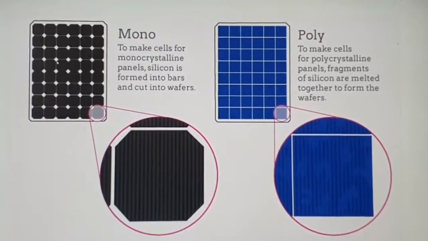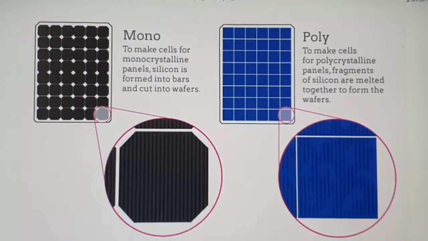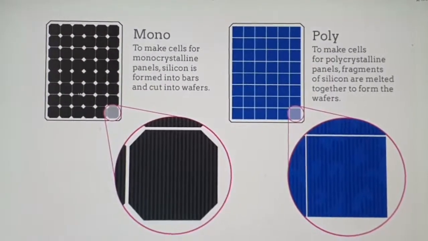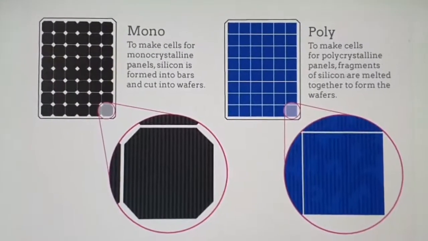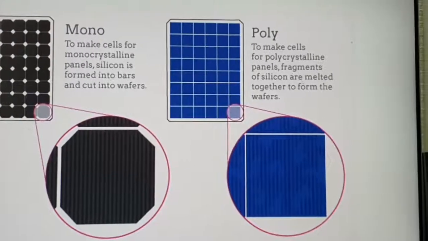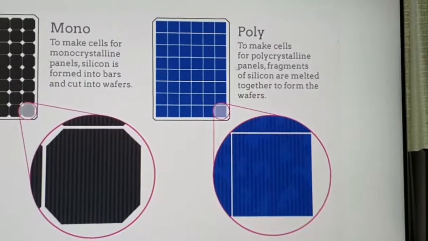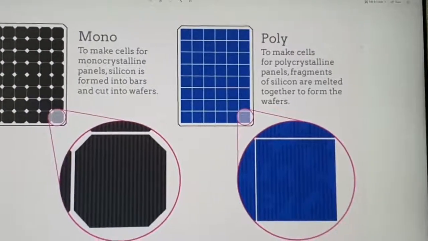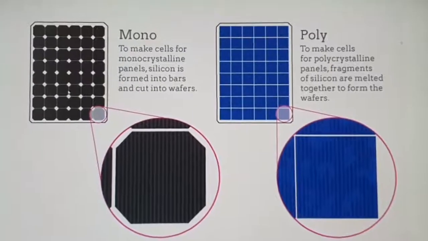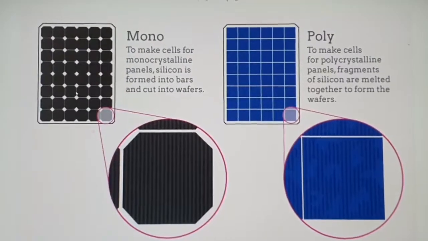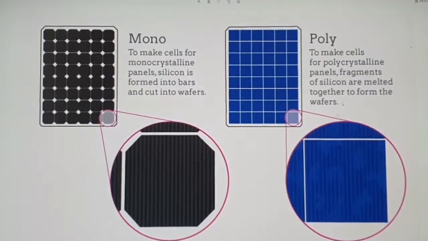Mono is called mono because it's made out of a single crystal and then cut into wafers. That's a semiconductor, that's how the electricity is made. Polycrystalline is made out of many crystals and then made into a wafer. Poly is much cheaper to make, mono more expensive and also more efficient. So you can normally find much higher wattage on a mono panel compared to a poly panel.